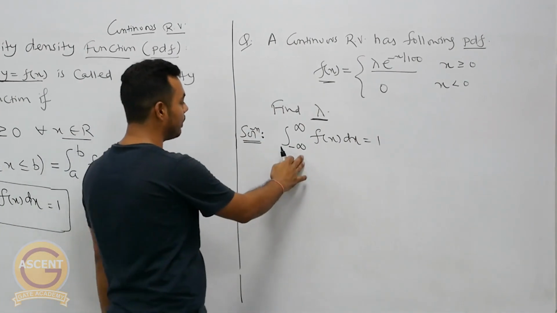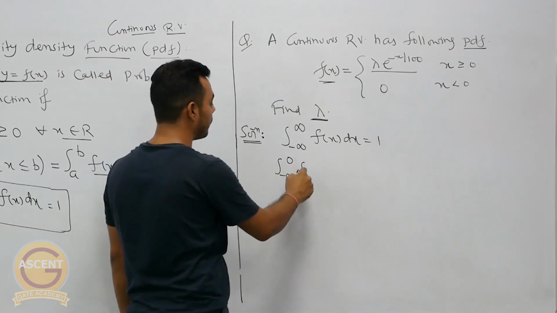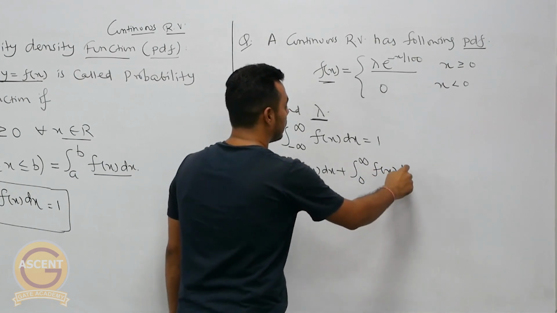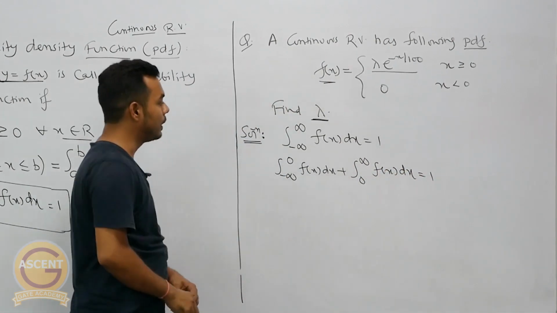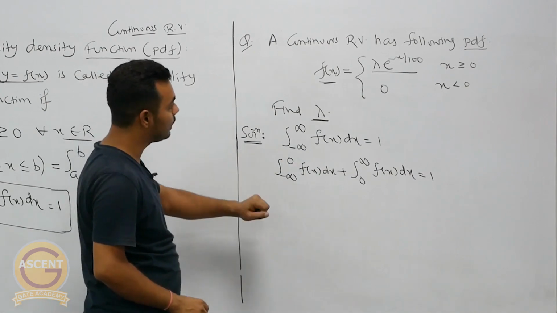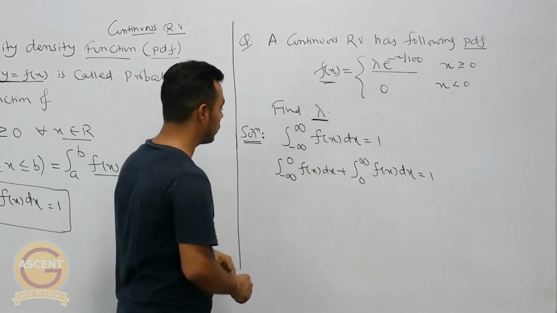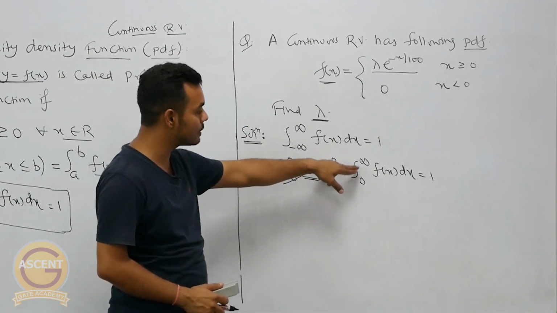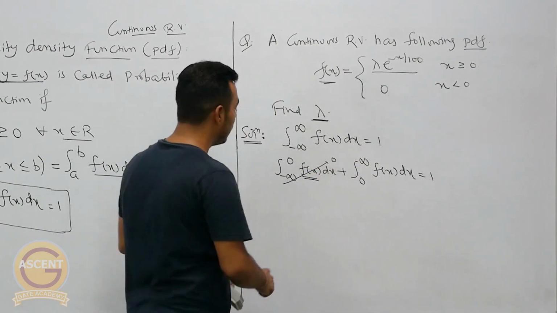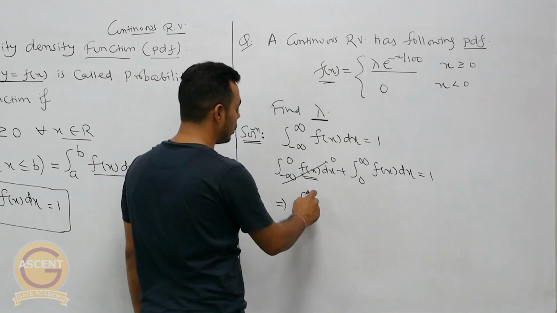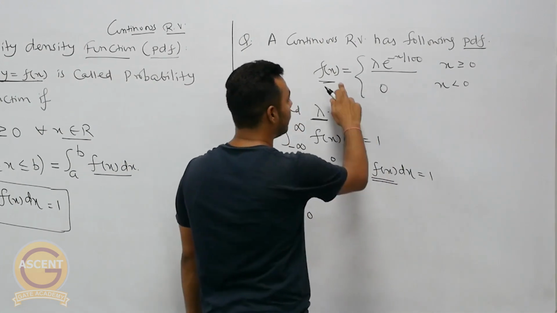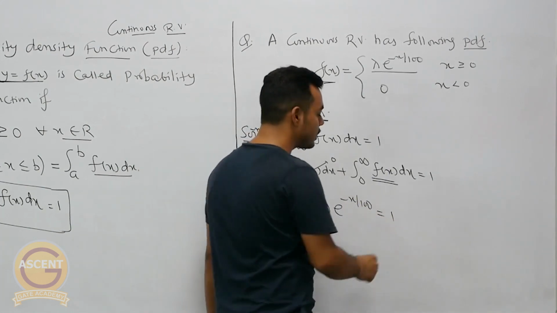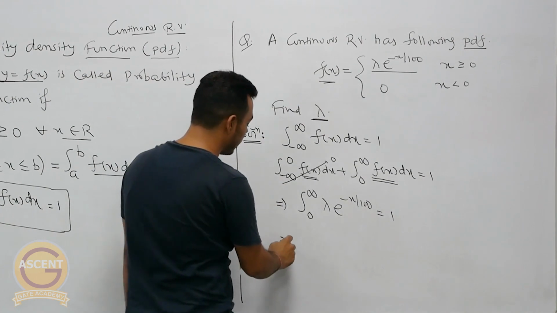So see, I can break this integral into integral from minus infinity to 0 f(x) dx plus integration 0 to infinity f(x) dx. Now you can see that when x is negative, meaning that when x is from minus infinity to 0, the value of f(x) is 0. So if I substitute 0 in place of f(x), this term will become 0. So basically we have this relation, integration 0 to infinity f(x) dx will be 1. Now I can write this relation as integration 0 to infinity, when x is positive, in place of f(x) you have lambda times e to the power minus x by 100, and this will be 1. Now using this equation you have to find the value of lambda.